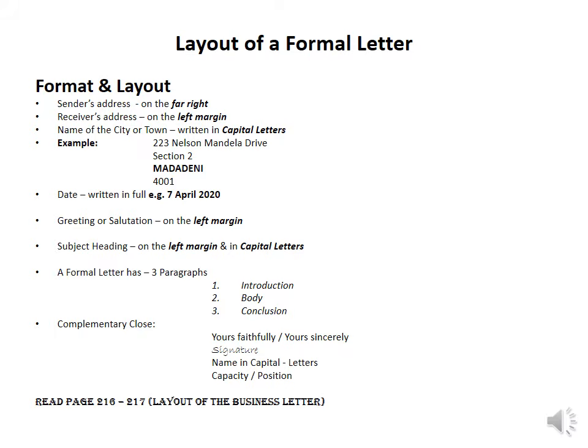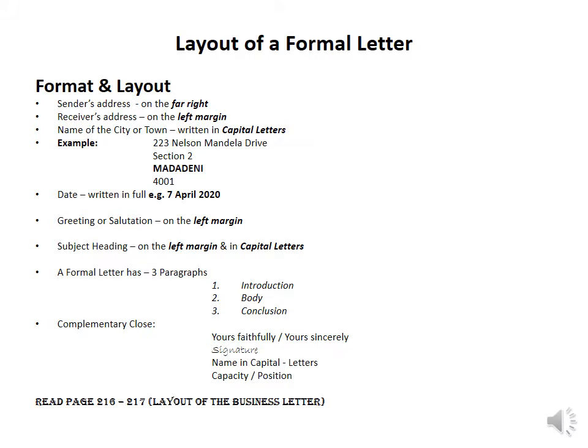When you are writing it, the sender's address is on the far right-hand side of your answer script. The receiver's address is on the left-hand side or left margin of your answer script. When writing these addresses, they must be written in a block format, and the name of the city or town must be written in capital letters. The date must be written in full.